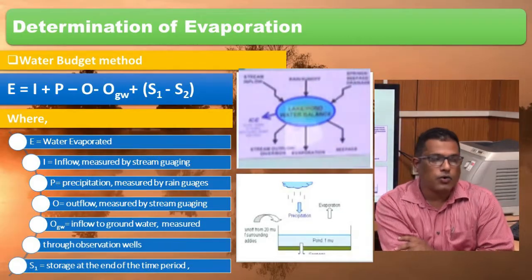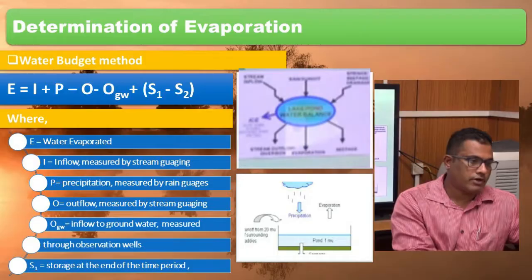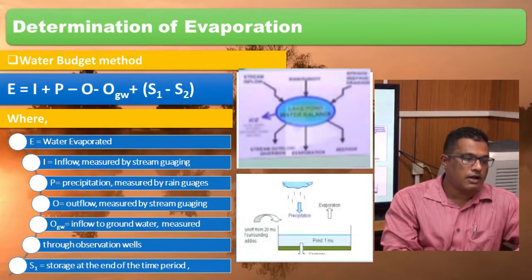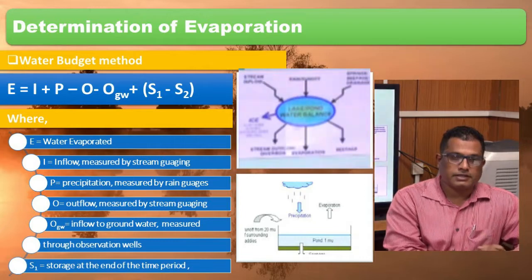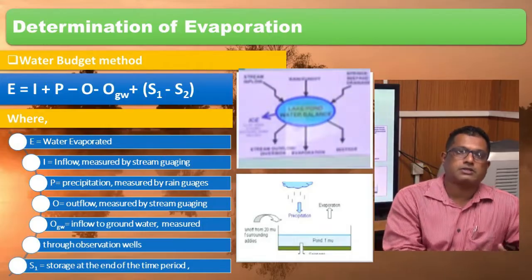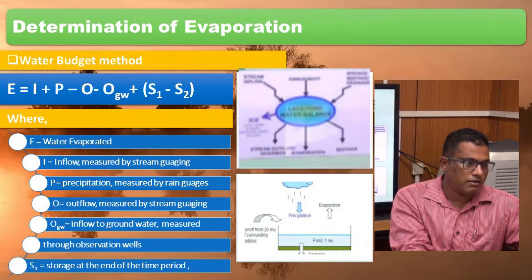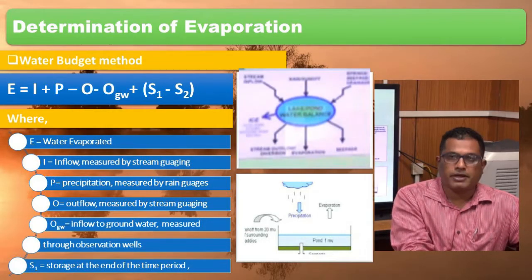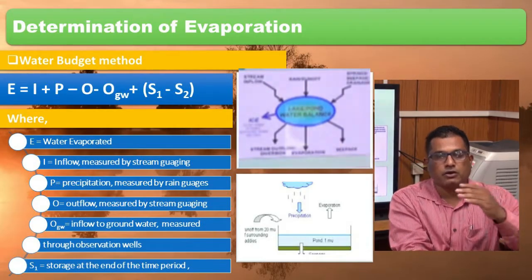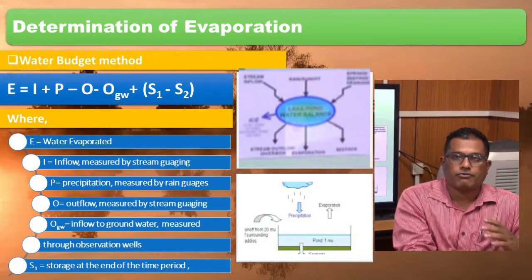Now, how do we determine the evaporation from a land surface or a lake's water surface? There is something called the water budgeting method. This is adopted especially in agricultural fields, or in the case of a small lake or a small pond, where it is given by this formula: E = I + P - O. The essence of this formula is that whatever is coming in, and whatever is going out, and whatever the losses are, we deduct all other losses and we can get the evaporation from that surface.